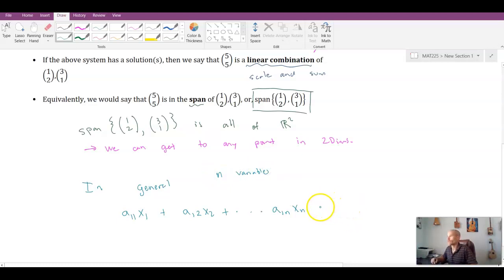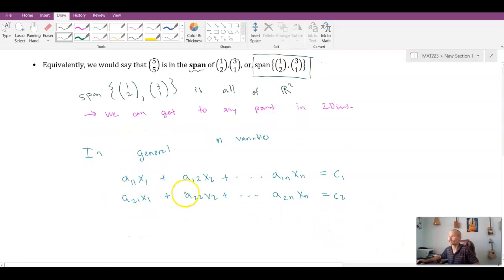And that's going to equal some constant. And so then we're going to have the second row, A21 x1, so some new constant times the first variable, plus some new constant times the second variable, all the way down to A2n times the nth variable, equals some constant C2. So our coefficients are the only things that are changing from row to row, as well as the constants on the end.